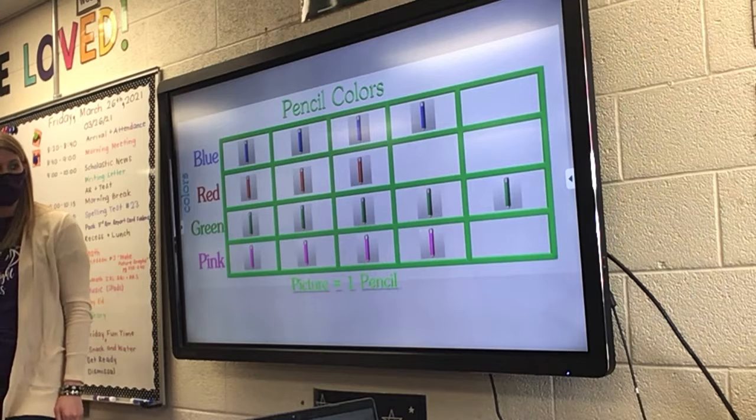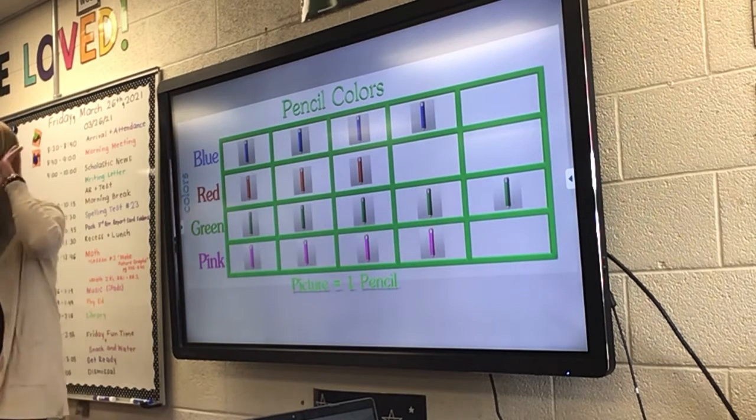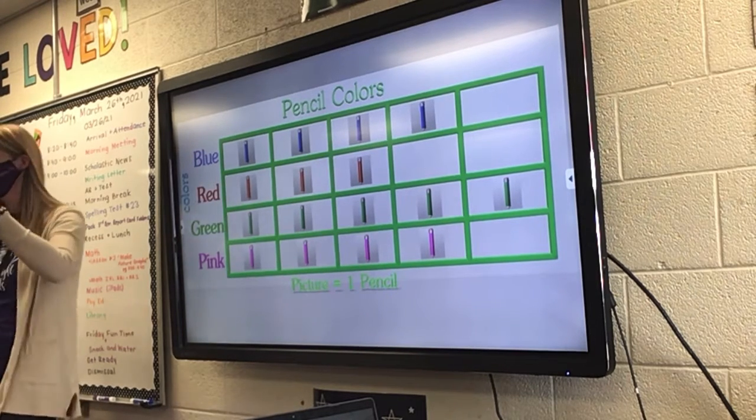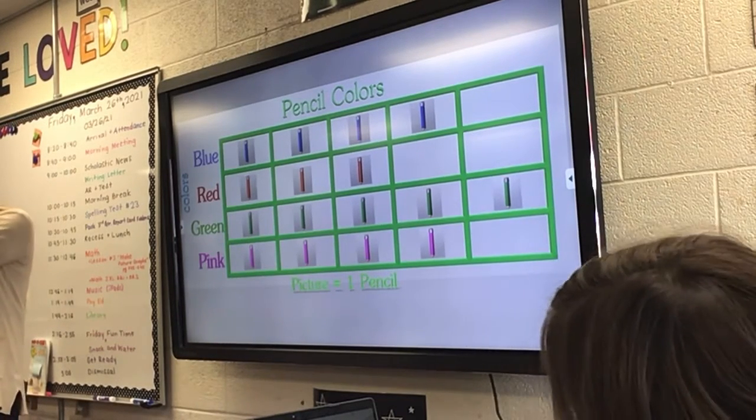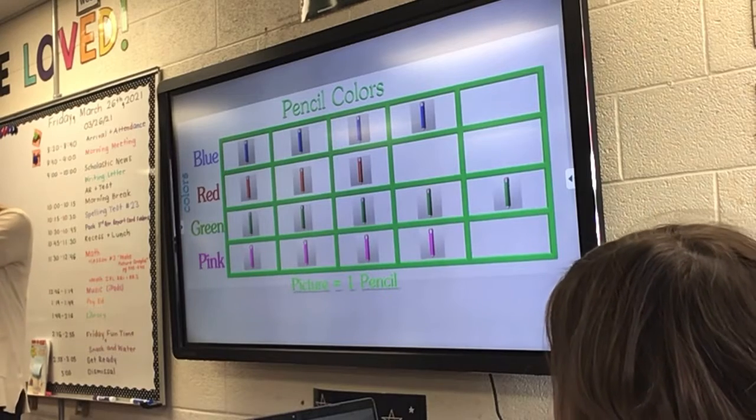Now, can you tell me which color has the least amount of pencils? What color? Red. Good job. Red has just 3 pencils, and we can see there are 3 by the pictures on the graph.